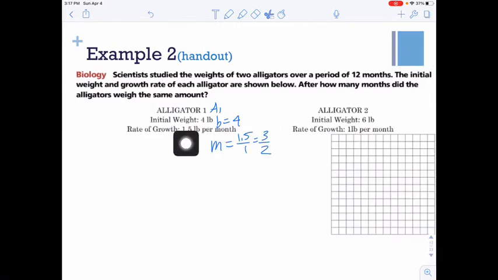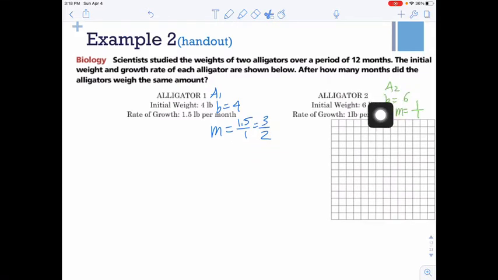This problem actually gives us our B and our M. The initial weight is where we would start, and that would be our y-intercept, or B. So here we have B equals 4. The change, or rate of growth, of 1.5 pounds per month is going to be our slope. We can write this as 1.5 or 1.5 over 1. However, it is easier to rewrite this without decimals. 1.5 is the same as 3 over 2. This will be much easier to graph.